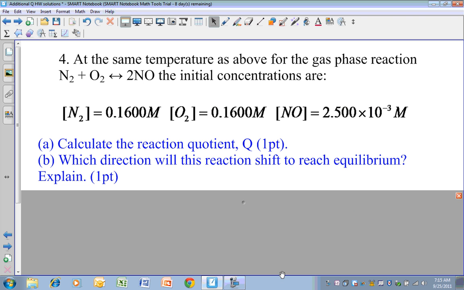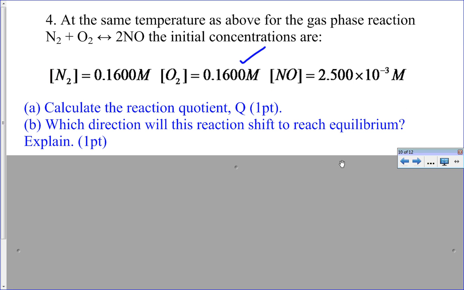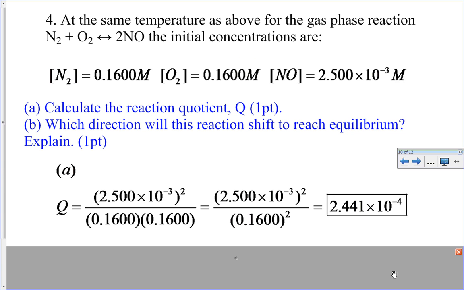In our final Q practice problem, we're using the exact same system as in number 3, but now we have different concentrations. So the different concentrations are going to give us a different result. Still following the same procedures, calculating the reaction quotient simply means plugging them into the expression. It's the same one as number 3, so we now find that our reaction quotient is noticeably smaller.